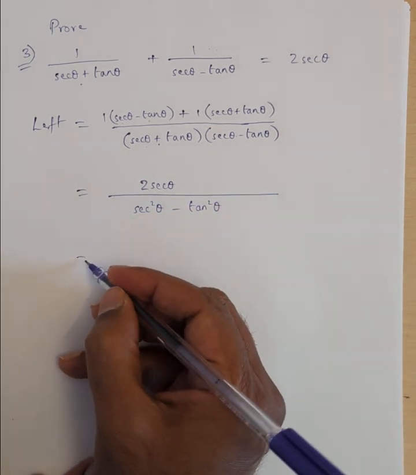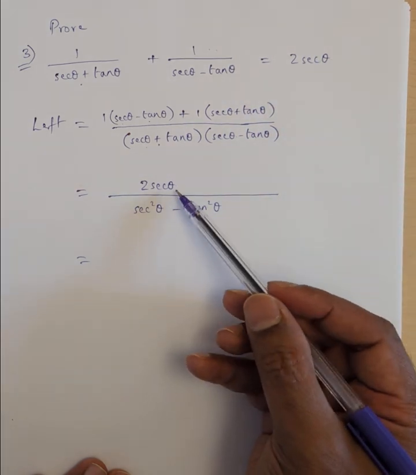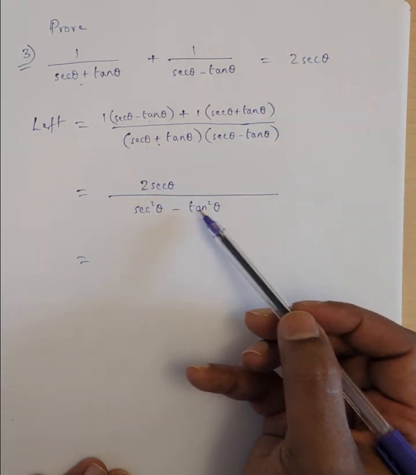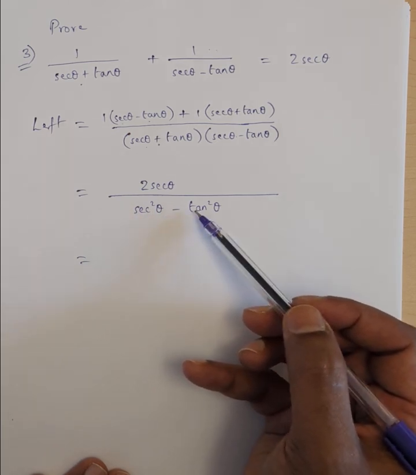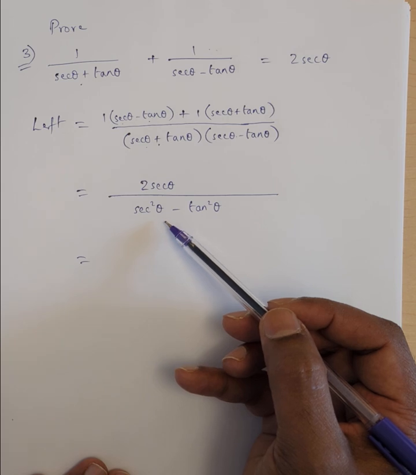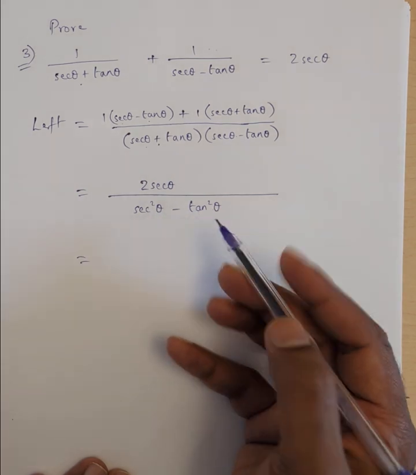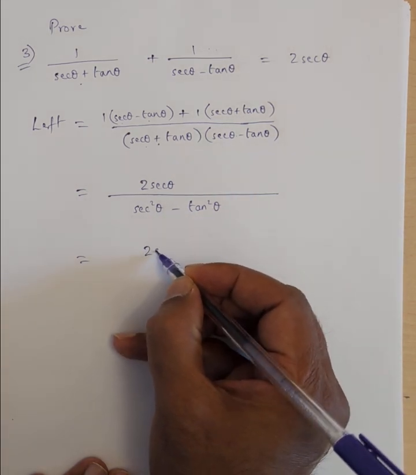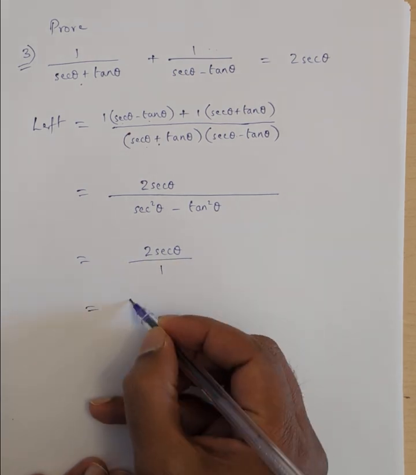And now notice the right side is just 2 secant theta. But what we have so far is 2 secant theta over something. Now that something would have to be 1. And if you remember the Pythagorean identity, secant square equals 1 plus tan square, then you know that this is going to be equal to 1. So this is equal to the right side.